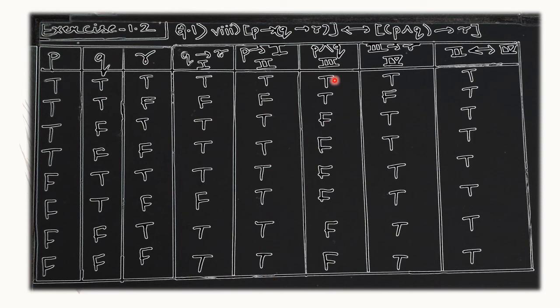Then comes P and Q. In P and Q when both are true it is true, in the rest of the cases it is false. So both are true only in the first two cases. So there it is true, in the rest of the cases it is false.